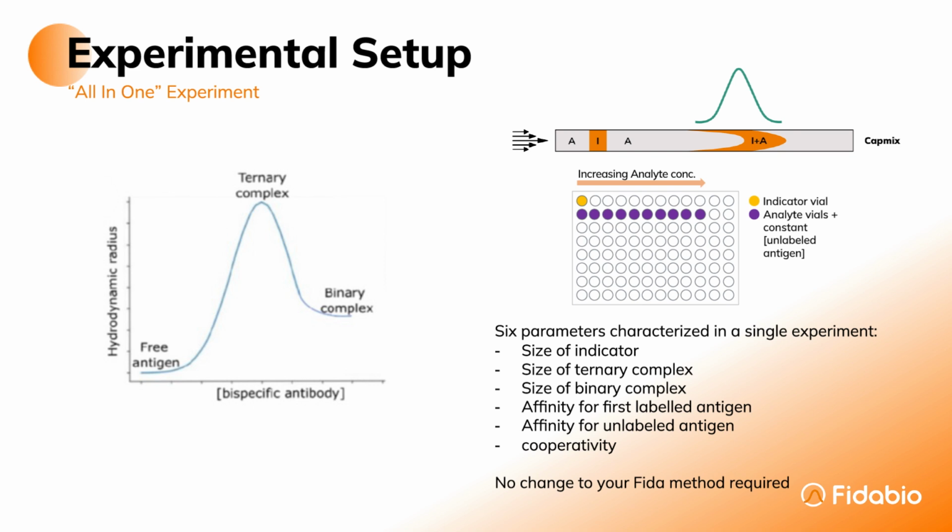A theoretical example of how the curves will look can be seen on the left. At 0 micromolar bispecific antibody, only the size of the labeled antigen is observed. As the concentration of the bispecific antibody increases, the size of the complex increases up to the size of the ternary complex. As the concentration of the bispecific antibody further increases, all binding sites are eventually saturated and the size of the binary complex is observed.